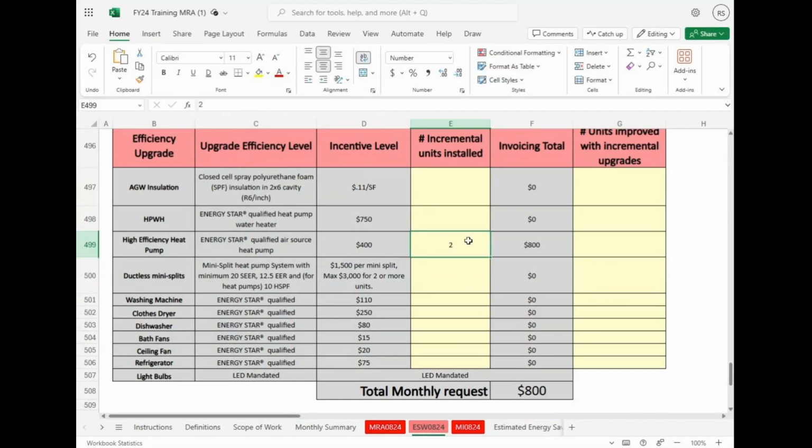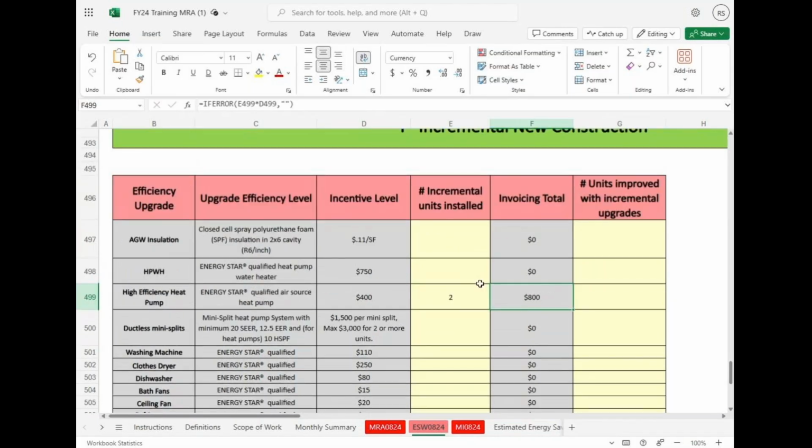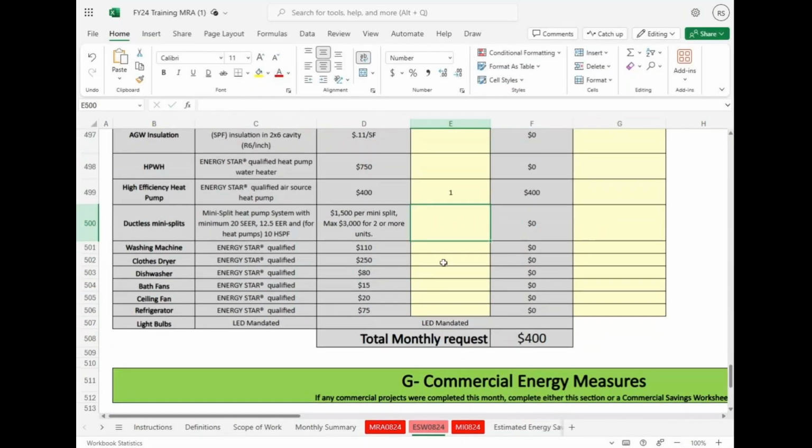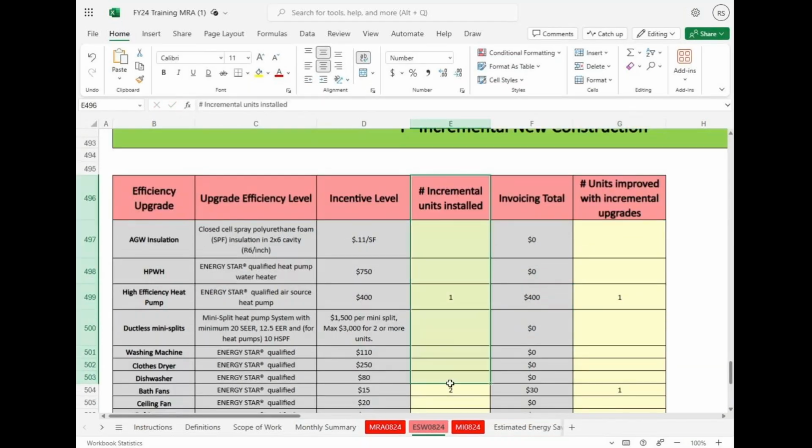That multiplies into the invoicing total. And then this one here is how many apartments or residential units were improved. So let's say it's 1 air source heat pump, but then you had 2 bath fans because it was a 2-bedroom apartment. So you go ahead and say 1 and 1. So indicating that this column here is the number of incremental incentives claimed for a unit, and this is providing for how many dwelling units it impacts.